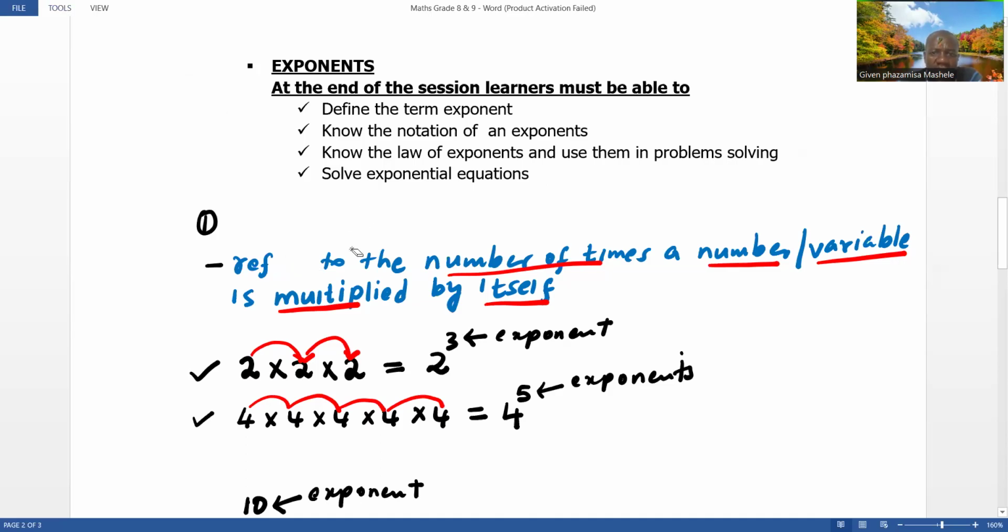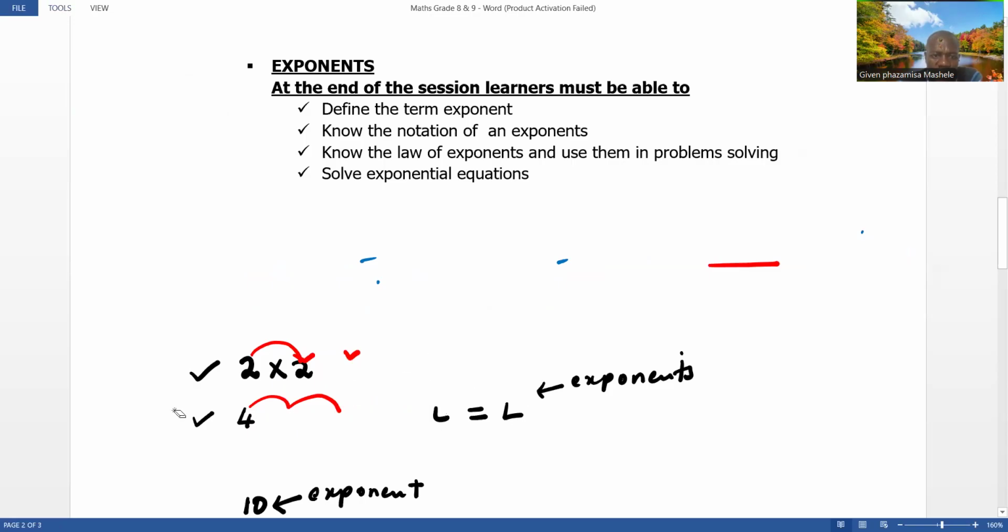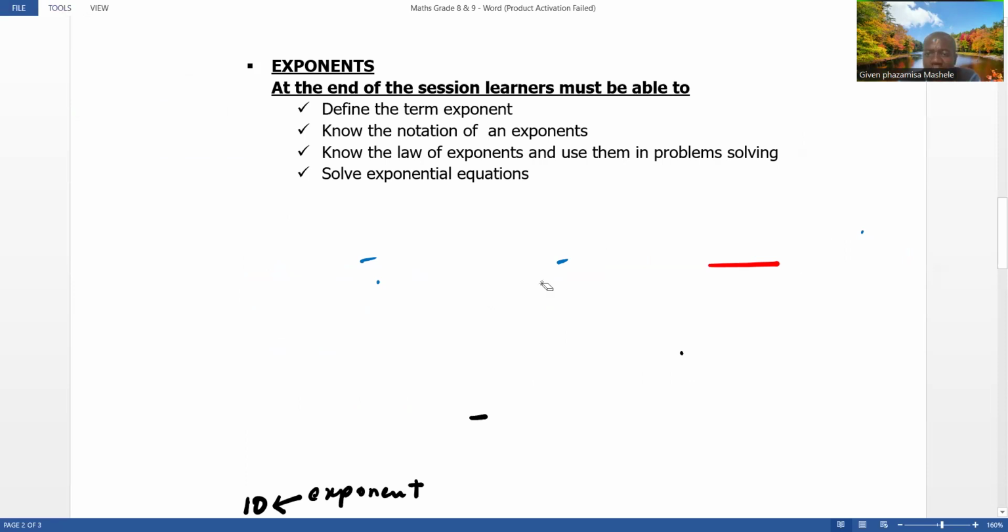And again, we defined what an exponent is. We went through the laws of exponents. So I actually wanted to repeat the laws of exponents so that everyone can remember them, because we know which one is a base and which one is an exponent.